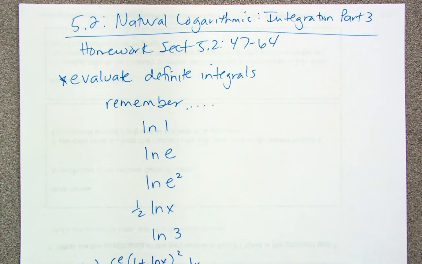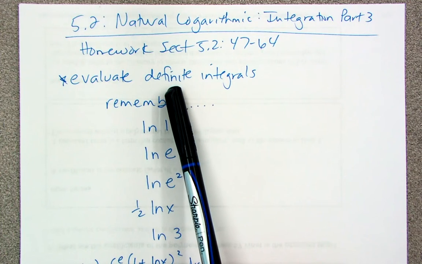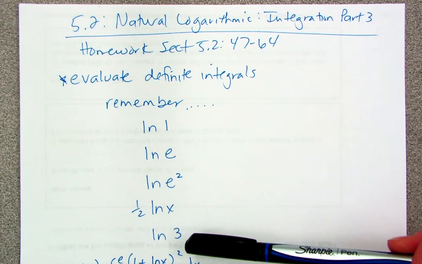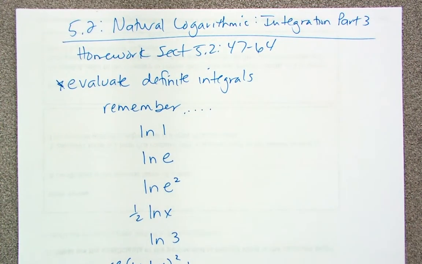So the directions for the first section will be just to evaluate, instead of indefinite integrals, which have the plus c, definite integrals in which there'll be an upper and lower bound. So again, let's just review some of these things we need to remember before we do one of these problems.